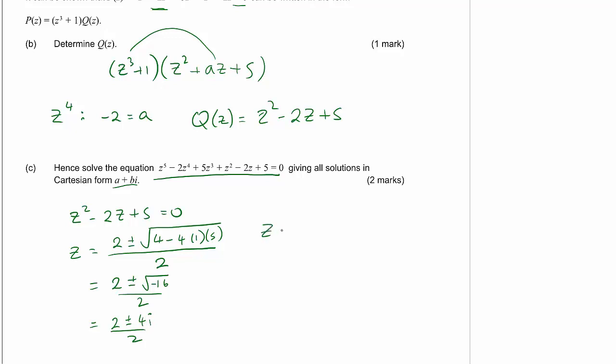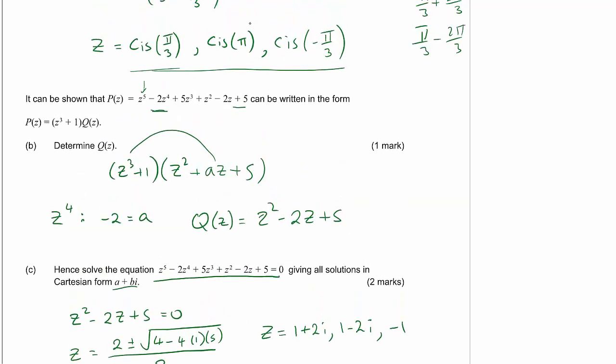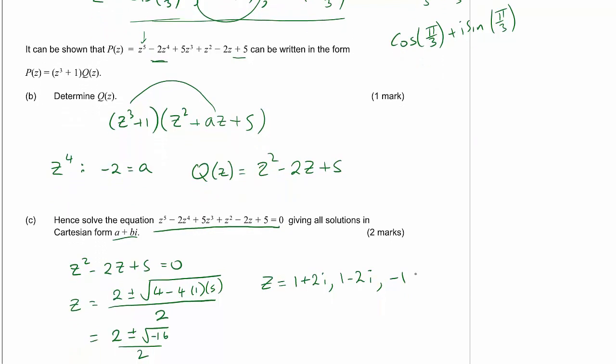So I think I'm ready to give my solutions. So these ones here are going to be 1 plus 2i and 1 minus 2i. Negative 1 we know is the solution. That's the cis pi. Now cis pi by 3 is cos pi by 3 plus i sine pi by 3. Cos pi by 3 is a half. Sine pi by 3 is root 3 over 2. So we have a half plus i root 3 on 2.